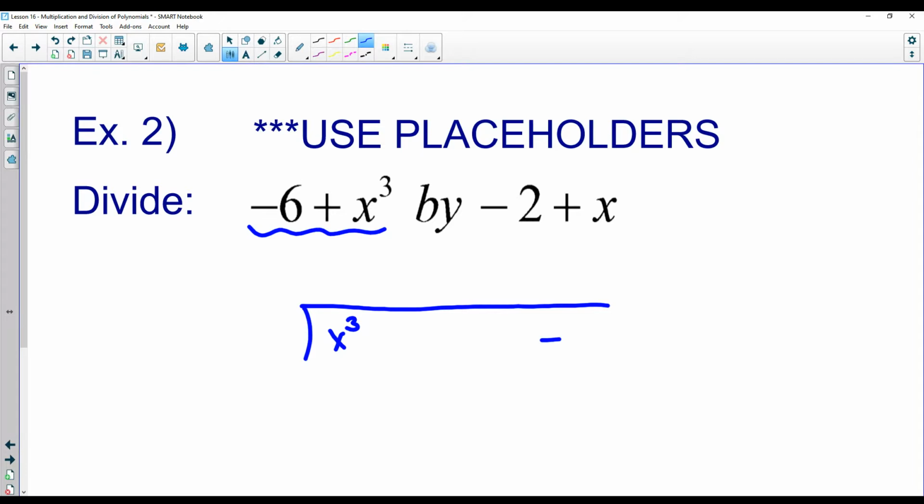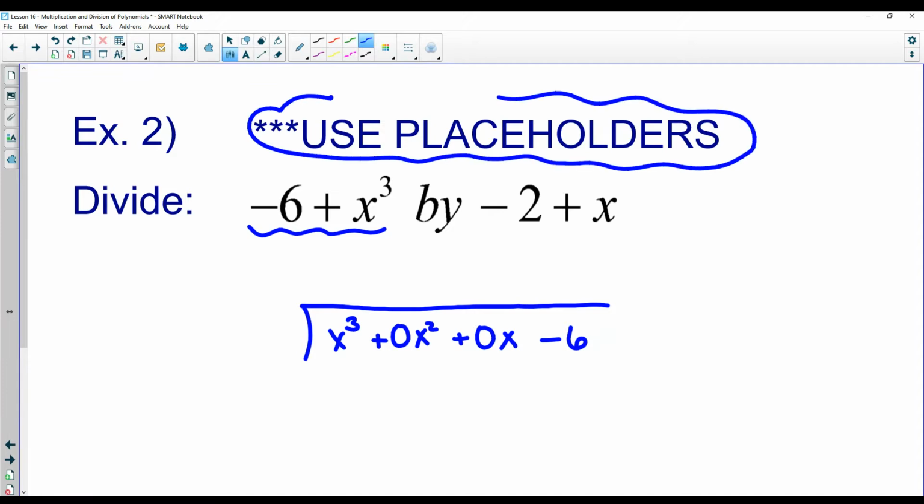I'm going to leave some space because we have to put some placeholders in here. We need descending powers of x, and when we're doing polynomial division, we need a space for every power, descending from the first going on down to the constant. All right, so the next is going to be my placeholder for the x squared term. I don't have any, so it's 0x squared, followed by 0x, placeholder for my x term. I don't have any x's. And then finally minus 6. Okay, so super important that you use placeholders or it's not gonna work.